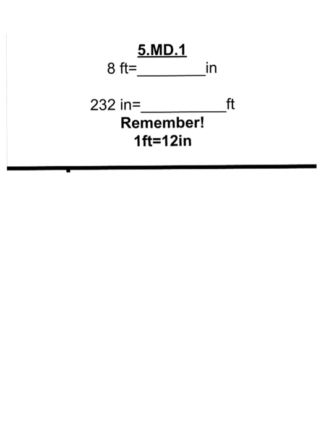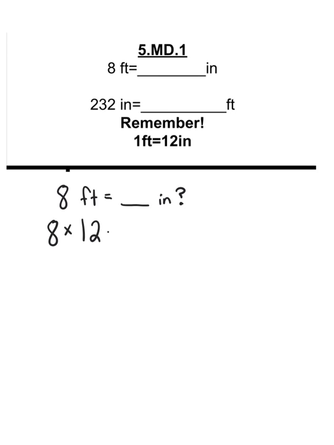All right, measurement. Let's do it. Now we need our multiplication and division skills for these problems. 8 feet is equivalent to how many inches? Now in order to figure that out, we have to remember that in each foot are 12 inches. So 8 feet times 12 inches in each foot. Let's see. 8 times 10 is 80, and 8 times 2 is 16. So that gives me a total of 96 inches.